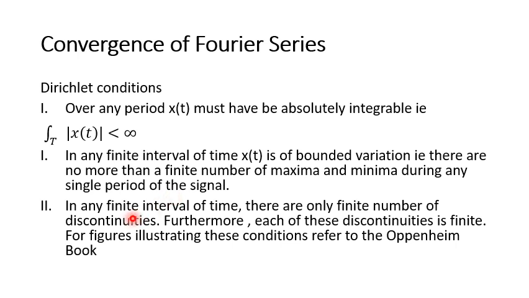The third condition is that in any finite interval of time, there are only a finite number of discontinuities. So if a signal has a finite number of discontinuities in a finite interval of time, then that signal will converge, provided the previous 2 conditions hold. Furthermore, each of these discontinuities is finite.